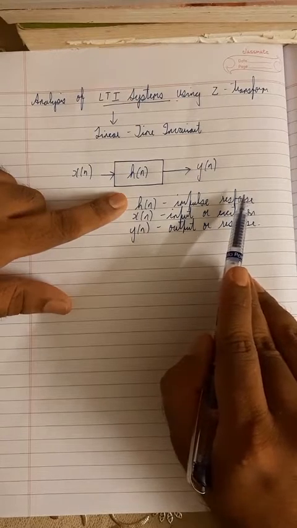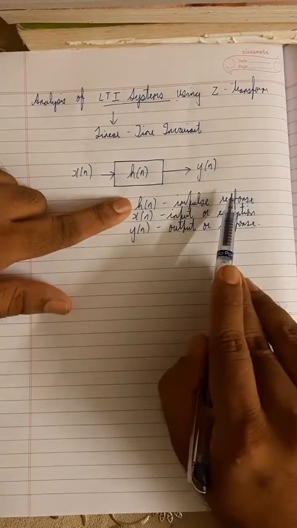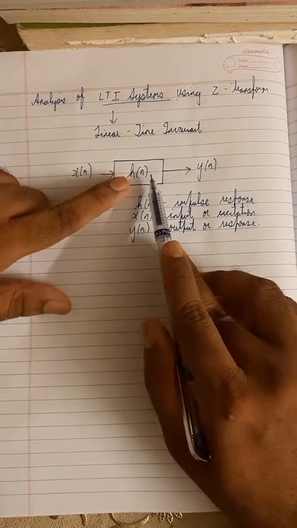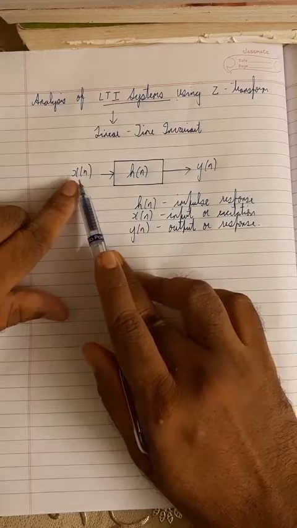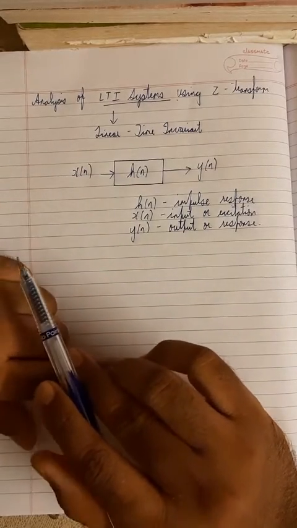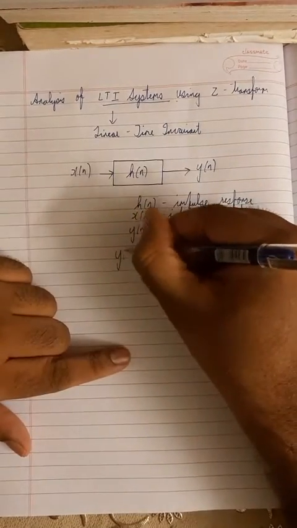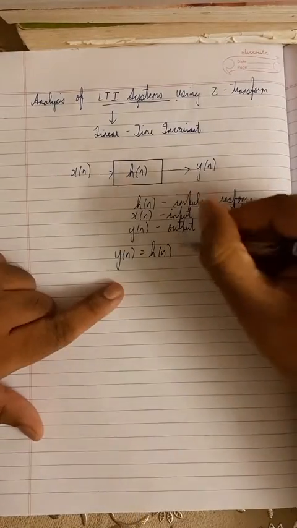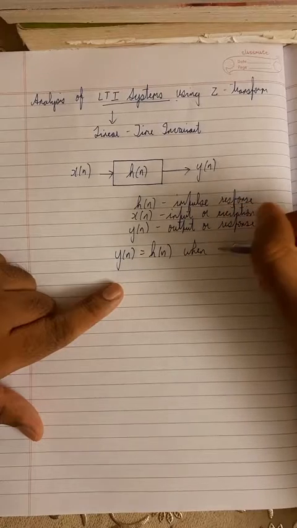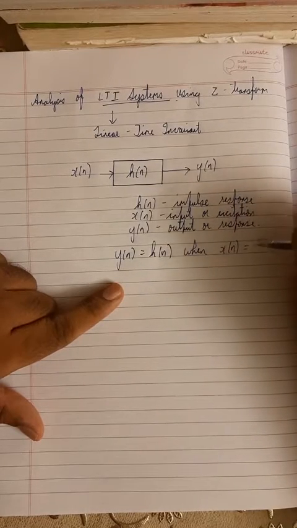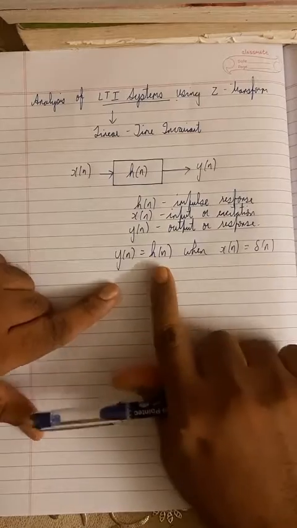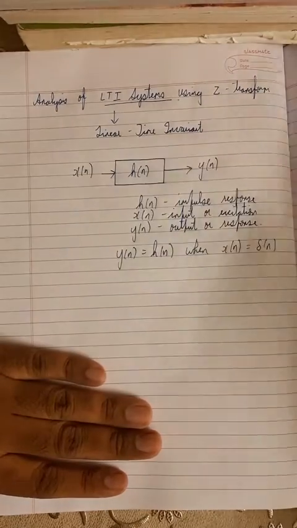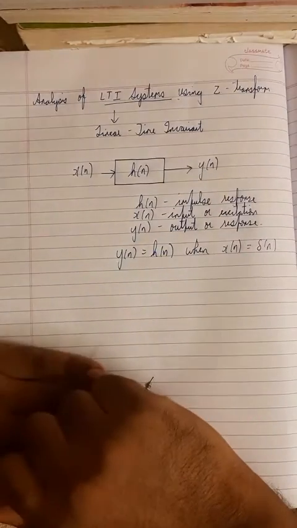So from here itself we can understand that this h of n is actually the response of the system when x of n is an impulse signal, right? Or in other words, you will get y of n is equal to h of n when x of n is an impulse signal. This is what is the meaning of impulse response. That is, response of the system or output of the system when the input is an impulse signal.